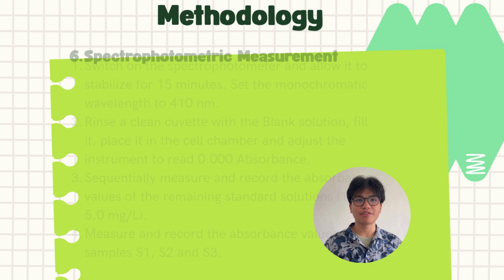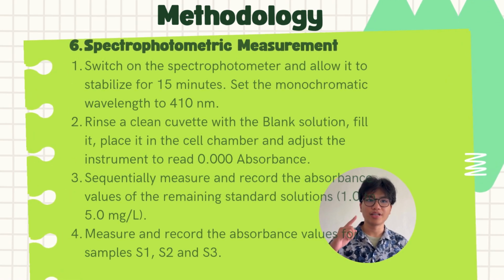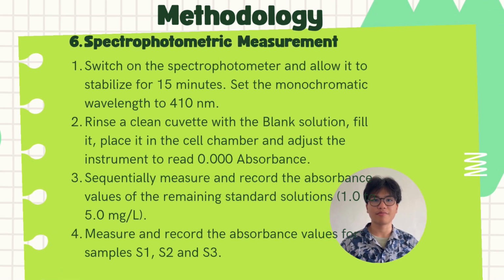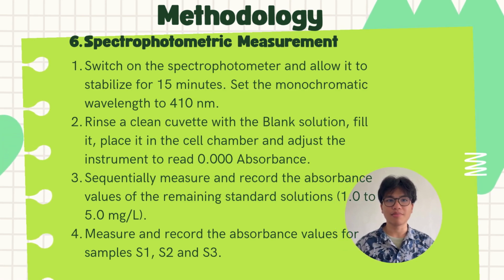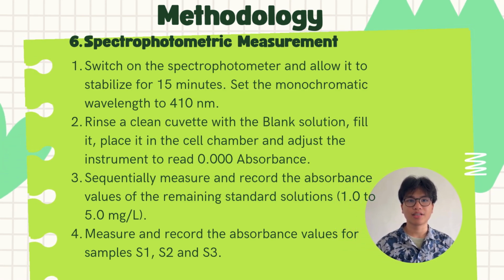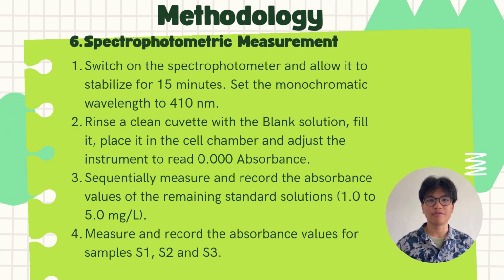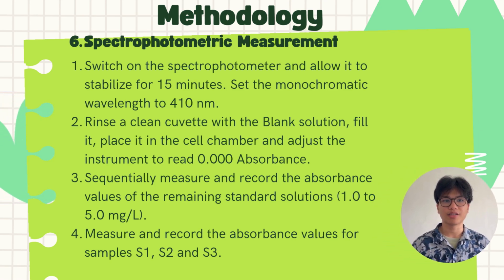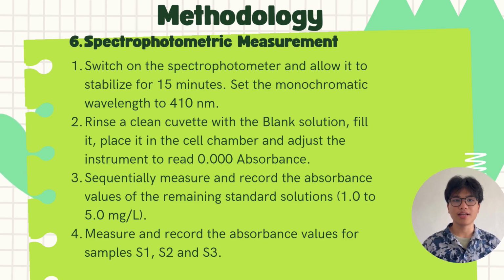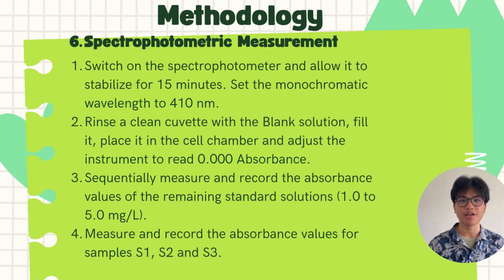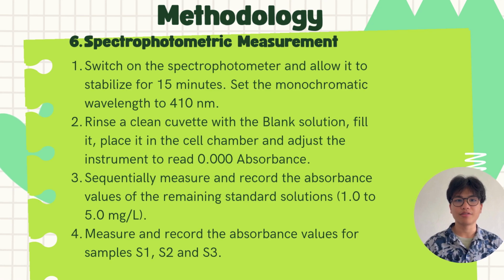Now, onto the spectrophotometric measurement. First, switch on the spectrophotometer and allow it to stabilize for 15 minutes. Set the monochromatic wavelength to 410 nanometers. Next, rinse and clean the cuvette with the blank solution. Fill it, place it in the chamber and adjust the instrument to read 0.00 absorbance.